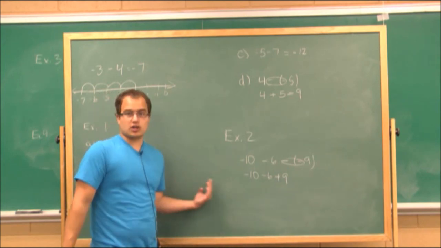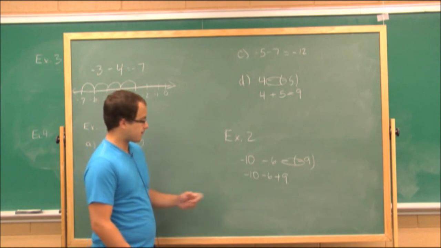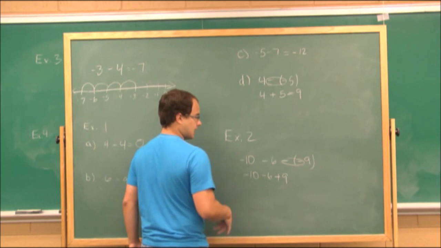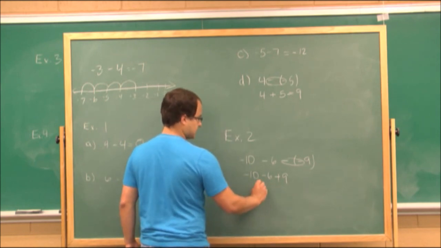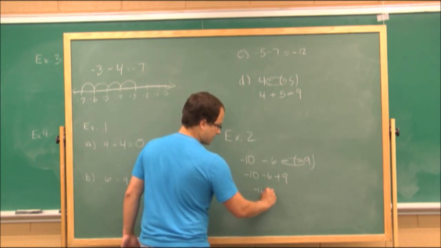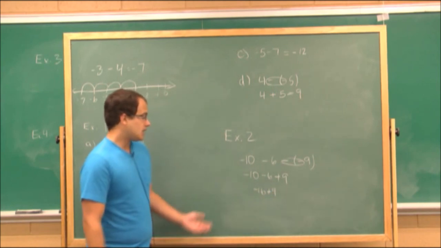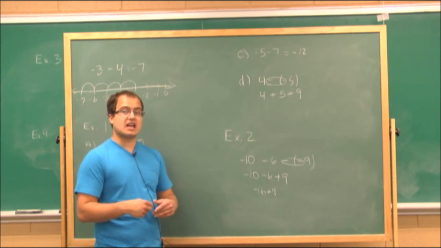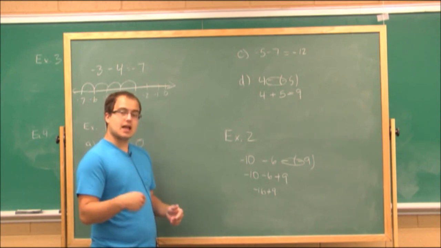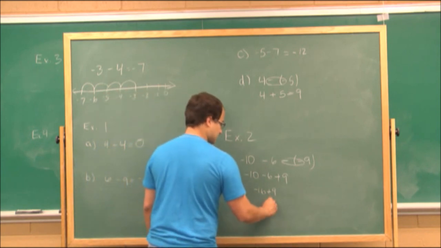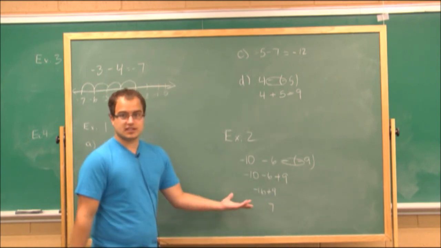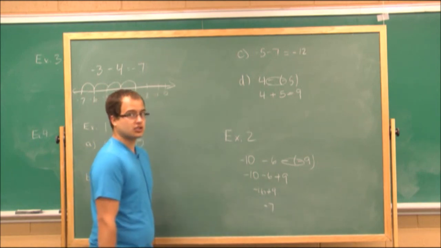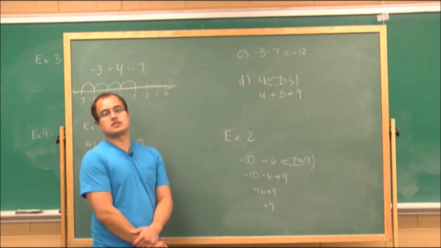So now I'm just going to work left to right as order of operations tells us. -10 minus 6 is, well, they have the same sign, so I add them, so 16, keep the same sign, so -16 plus 9. Now -16 plus 9, they have opposite signs, so I'm going to subtract them. 16 minus 9 is 7. The larger of the two values is 16. 16 is negative, so our final answer of simplifying this expression is -7.